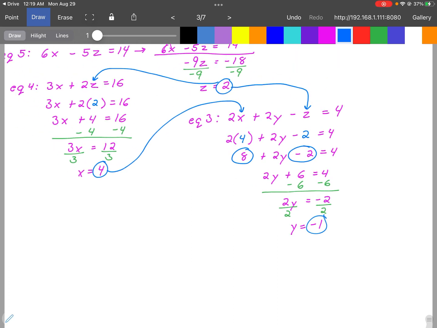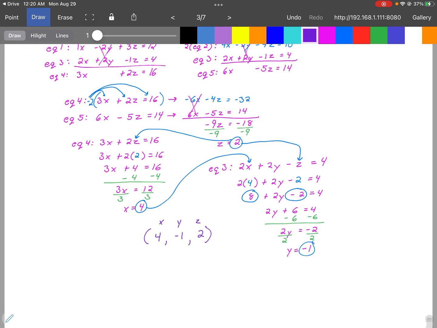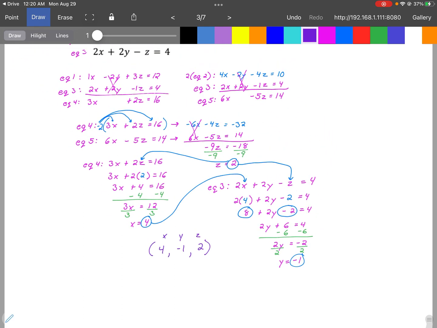So there are my 3 answers. I know x, I know y, and I know z. So I can go ahead and write my solution. Remember, x, y, and z. So x is 4, y is negative 1, and z is 2. All right, so that is going to be the most common type of problem that you see.